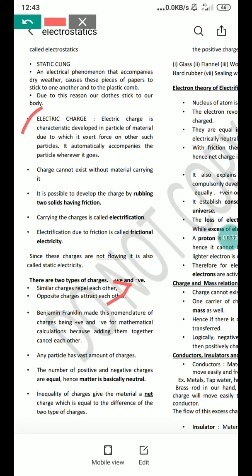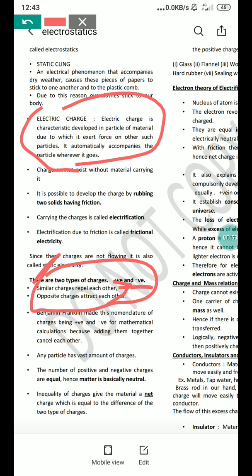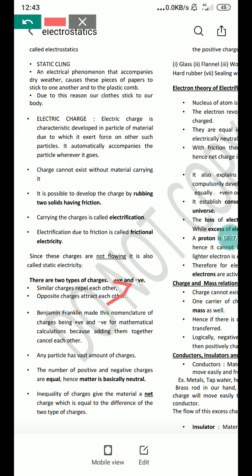The electric charge. Now, what is electric charge? Electric charge is the property of the charged particle due to which it exerts force on other particles. The charges are of two types: positive charge and negative charge. Similar charges, that is like charges, repel each other, and unlike charges attract each other.